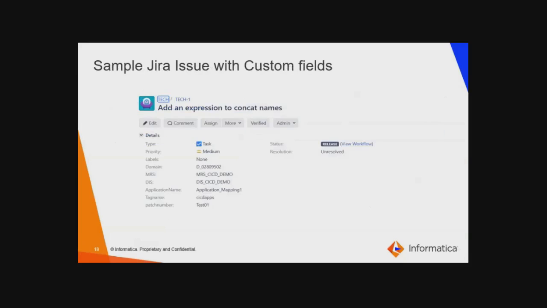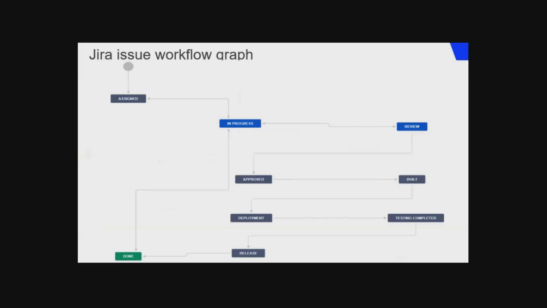And this is a sample Jira which you can have, where you can see that I have created some custom fields here: domain name, MRS name, DIS name, and application name. And I have a flow here. So when a Jira is assigned to a developer, it gets into assigned, and then in progress he works on it. And once the work is done, he would move it to review, and any of the admins would review it, and then get it approved.